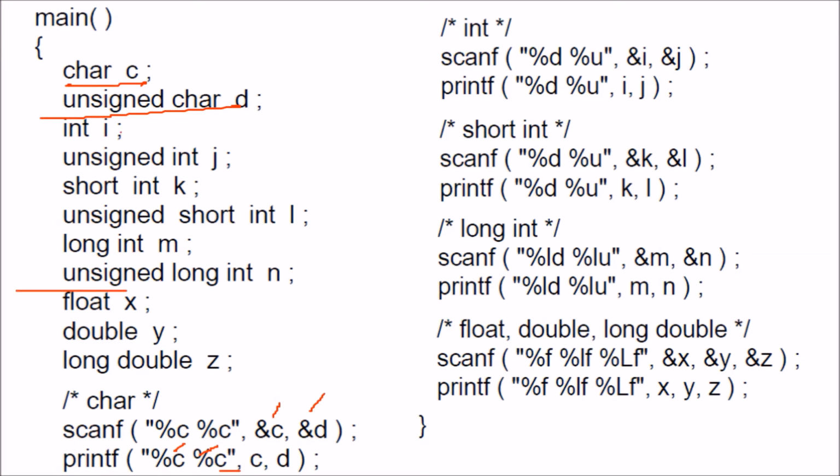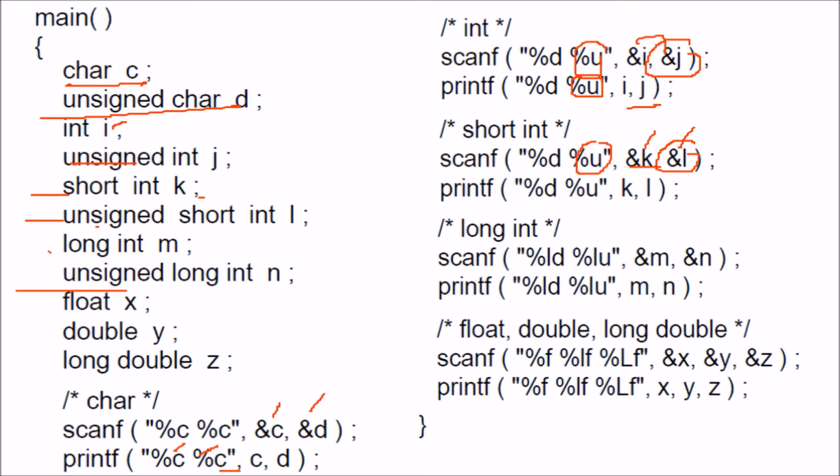Integer. You are scanning the values i and j. But whenever you are taking the value of j, this is an unsigned integer, so you have to take it in %u. Right? And whenever you are printing j, you have to print it in %u. This is unsigned. Now let us come to short. Again, you are going to take k and l. This l is unsigned short, so you have to take it in %u. The k will remain %d.